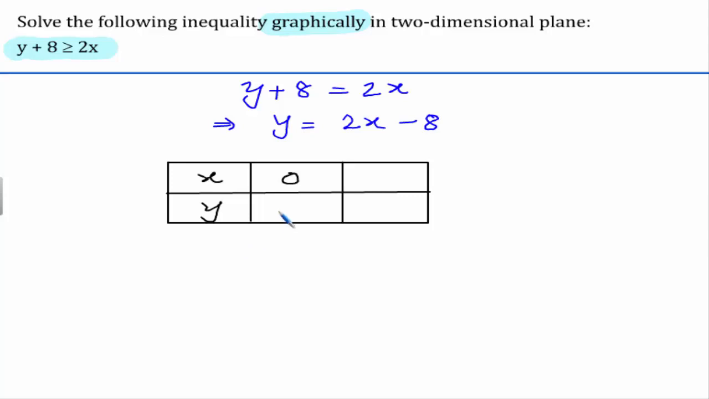If x is 0, then y is minus 8. If x is equal to 4, then y is equal to 0. So the order pairs for us are 0, minus 8 and 4, 0.